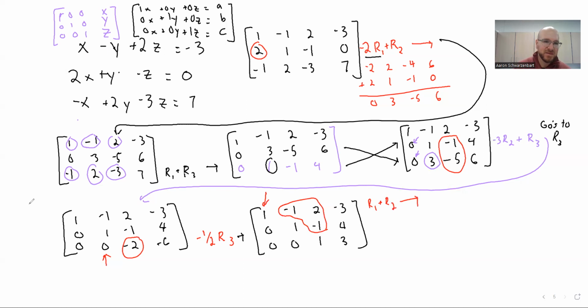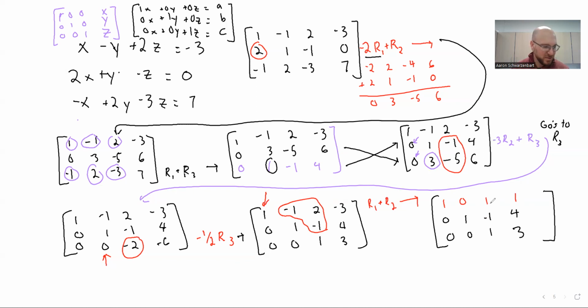So my new matrix, R2 and R1. I get a 1 plus 0. -1 plus 1 is 0. 2 plus -1 is 1. -3 plus 4 is 1. That's kind of nice. That one might make our life a little easier. 1, -1, 4, 0, 0, 1, 3.